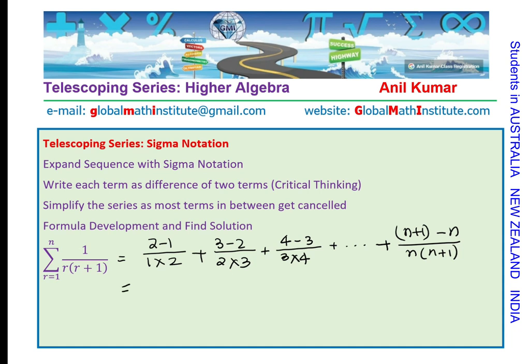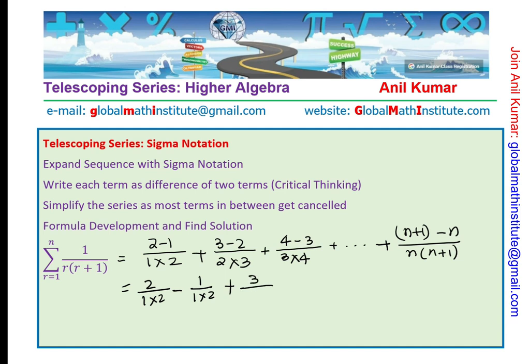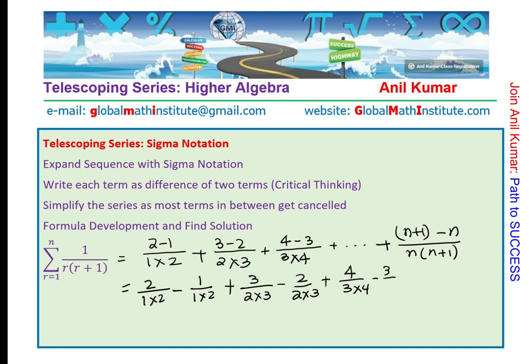We could now write this as 2 over 1 times 2, minus 1 over 1 times 2. Makes sense, right? Similarly, the other term I could write as 2 over 2 times 3 minus 2 over 2 times 3. Makes sense? Plus 4 over 3 times 4 minus 3 over 3 times 4, plus n plus 1 over n times n plus 1 minus n over n times n plus 1.